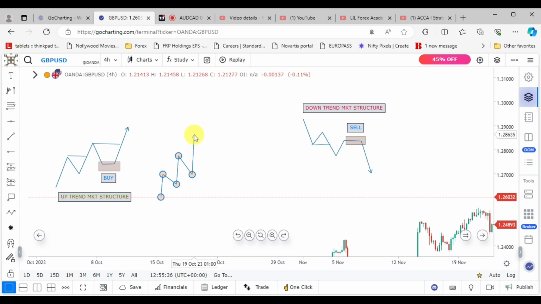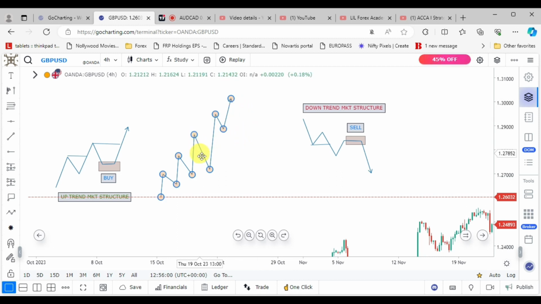So these are all pullbacks no matter the depth. This is a pullback no matter the depth. This is the continuation. So this is also a pullback. This is also a continuation, right? But you can see that the pullback here is more than the pullback here, right? And what this pullback means is that the buyers are still very much active in this market to continue to push the market to the upside, right?